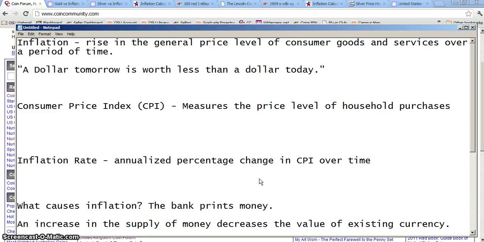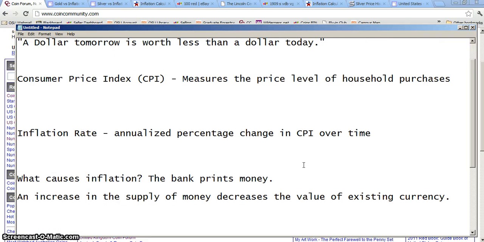Okay, this is a measurement where the government polls households, asking them a variety of questions and how much their goods cost. Okay, and this measures the basic price level of household purchases. And we can use these measurements over time to illustrate the rise in the price of goods. Okay, this gives us an inflation rate.